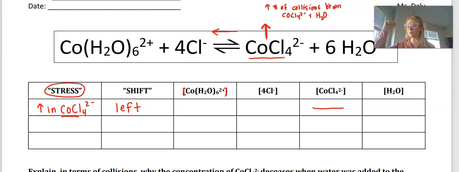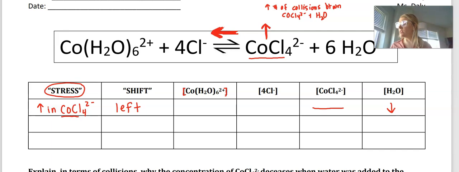If COCl4 2- and water are colliding more frequently, that means the amount of water that we have is going to decrease because it's being used up to create an increase in the rate of the reverse reaction. The reason we say it plateaus for COCl4 is because when you add it to solution, it then gets used up. So for the purpose of making it easy, I like to say it's kind of a plateau. We add it, it goes up, we use it up, it goes down, and so we kind of break even.